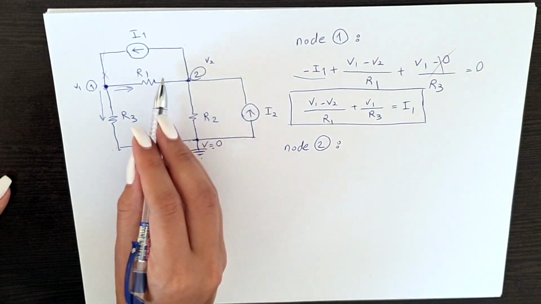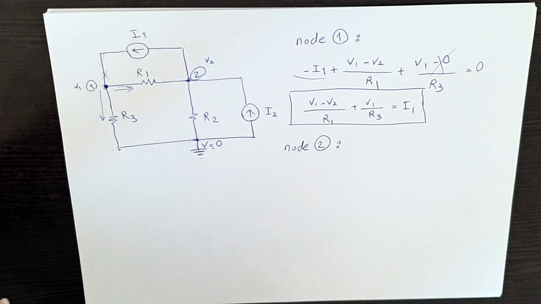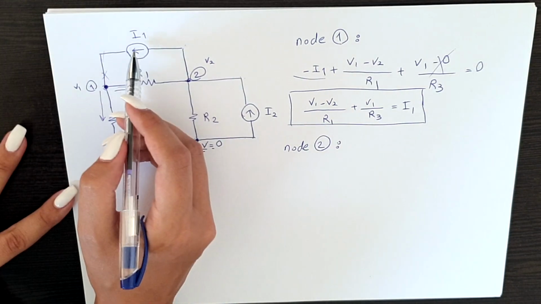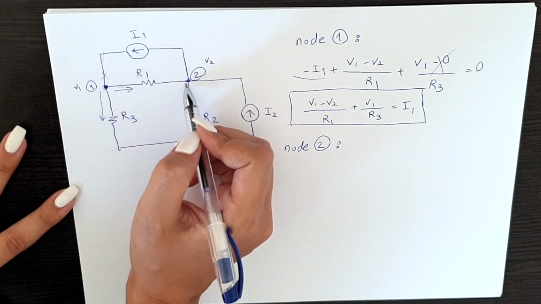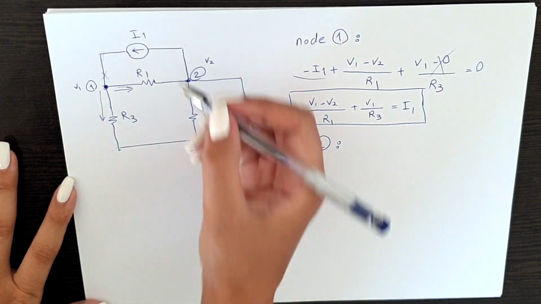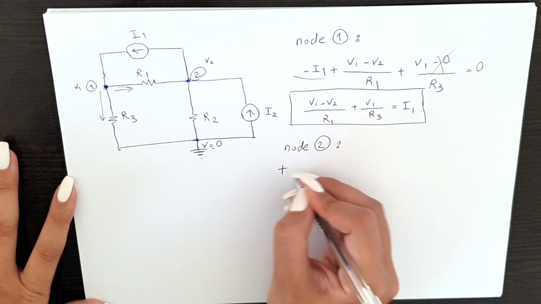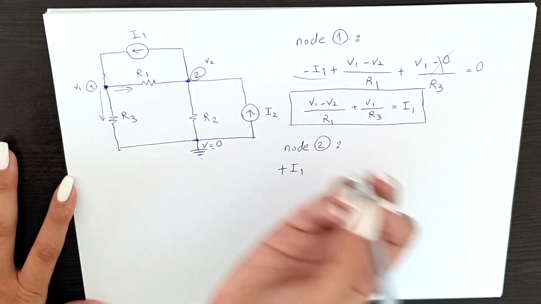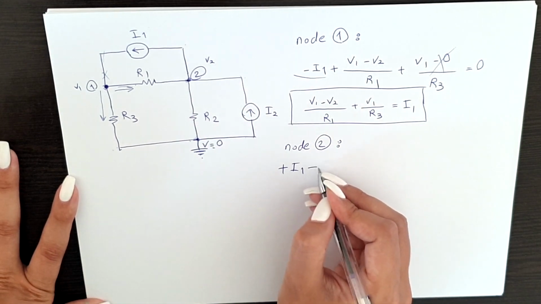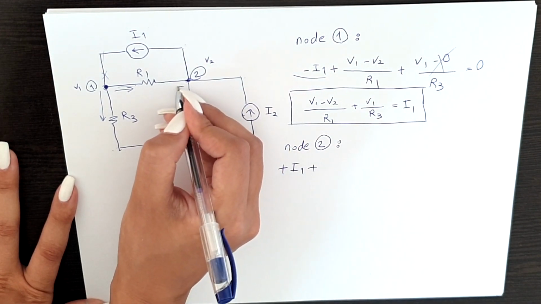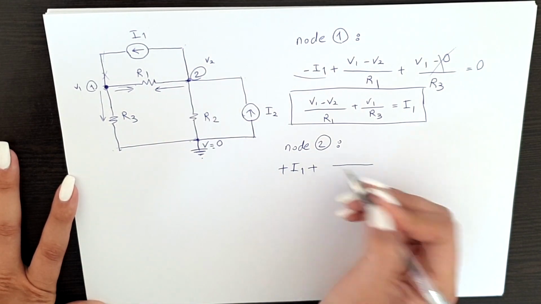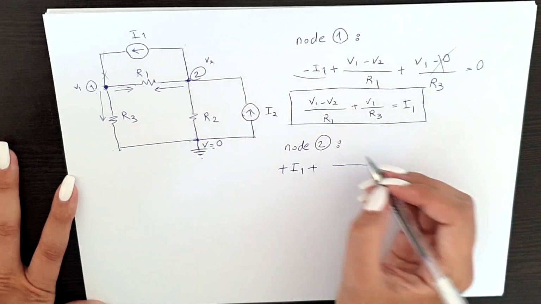Here we have 4 different branches. We're going to go one by one and write them down. First thing is this branch. Do we have a current? Yes, we do. And the current is coming out of our node. So we add a plus sign to it and write it down, plus I1. The second branch is here. To make it easier to be able to put plus again, we consider the current in this direction. And if we consider it in this direction, we're going to go V2 minus V1 over R1.